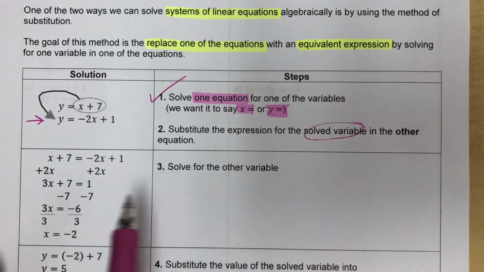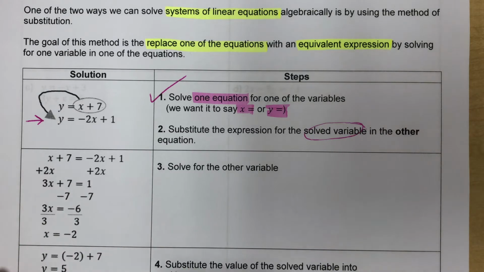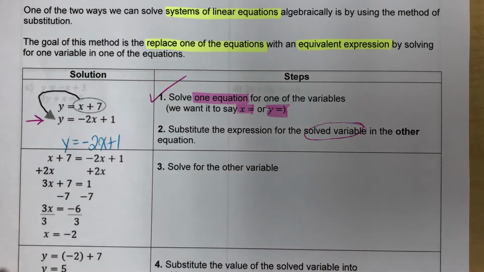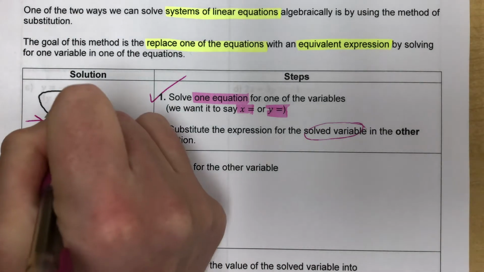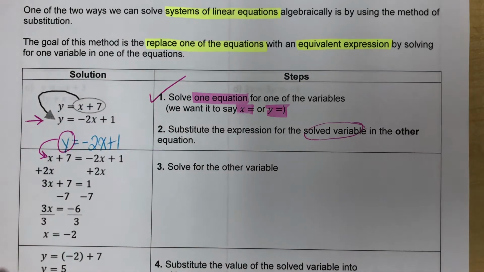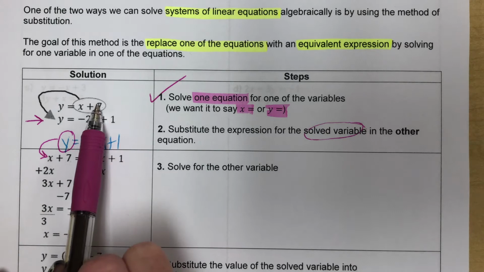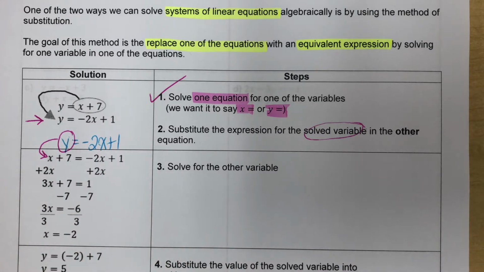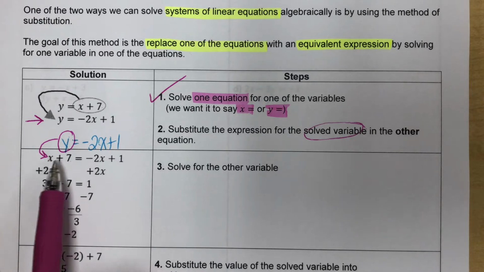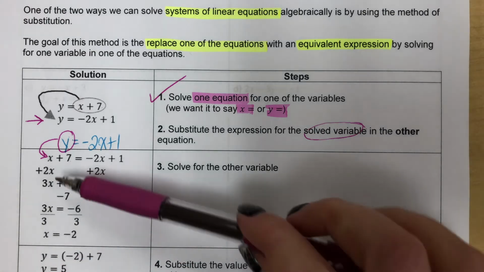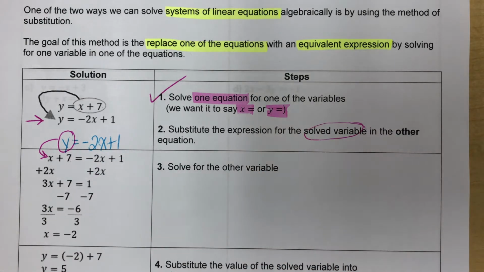Here we go. Instead of writing y equals negative 2x plus 1, wherever I see that variable y, I'm going to replace it with x plus 7. I'm taking the first expression and plugging it into the bottom. That's the goal for today. Now, I have x on both sides. x is a like term, and I can solve this just like I would any other equation.